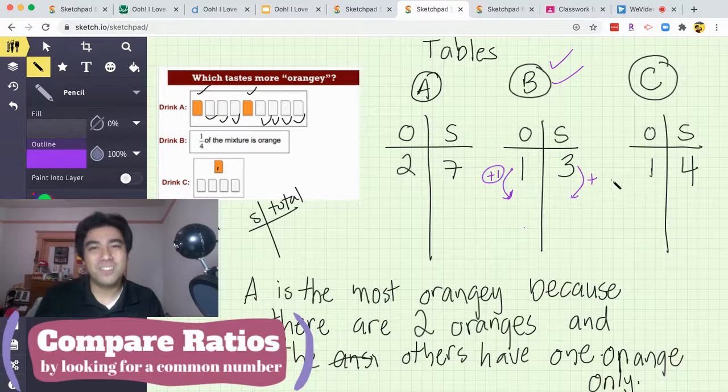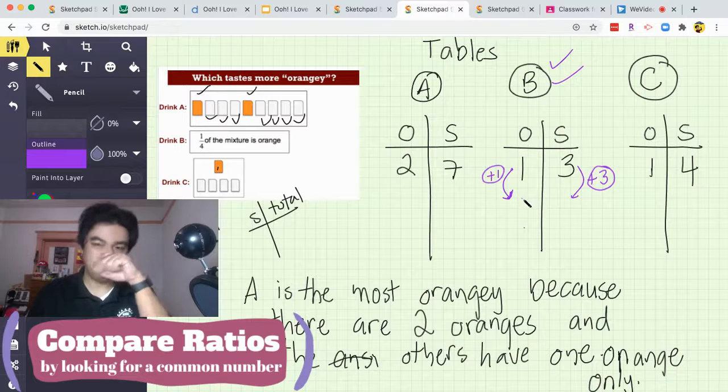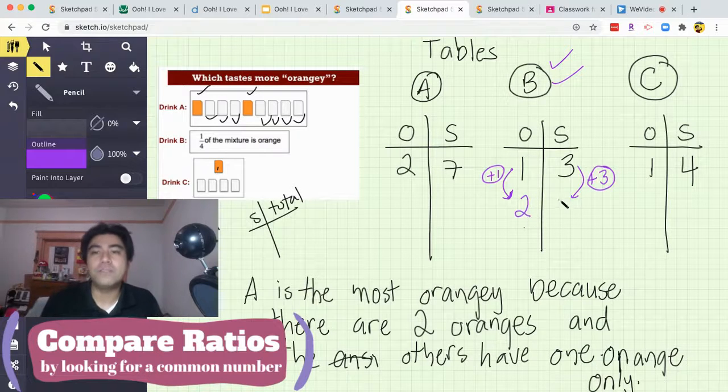So, go to the purple part. For every 1 orange, I gotta add 3 soda. That's the rules, okay? Otherwise, the drink's gonna taste different. So, after doing all that work, now I have 2 orange and 6 soda. Okay?